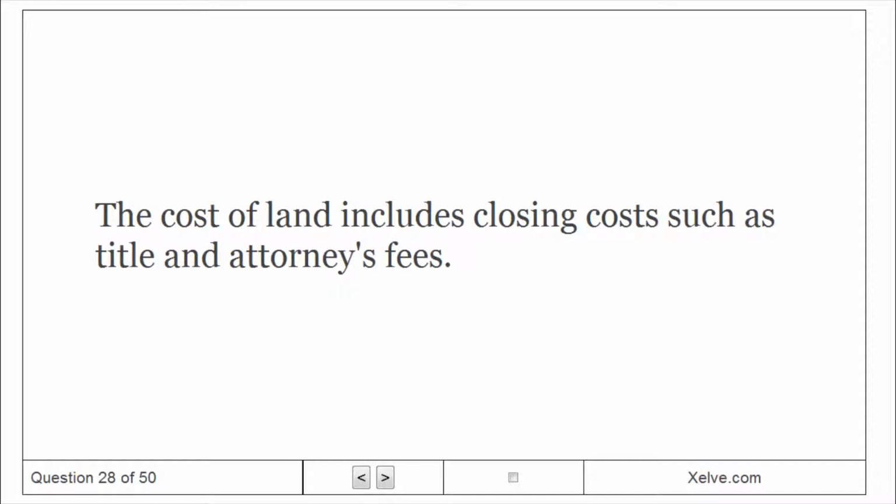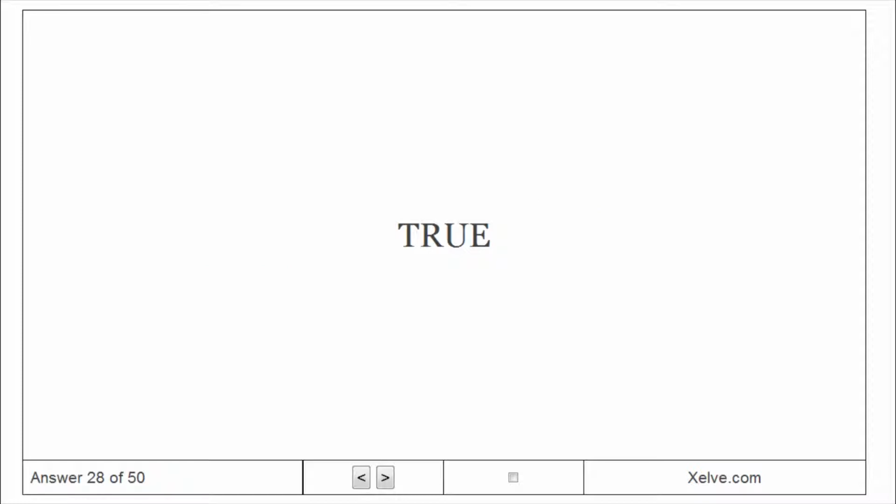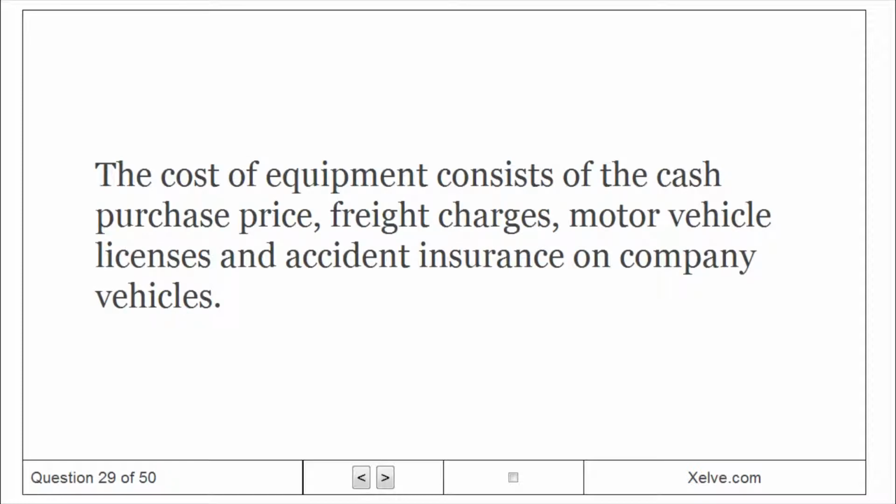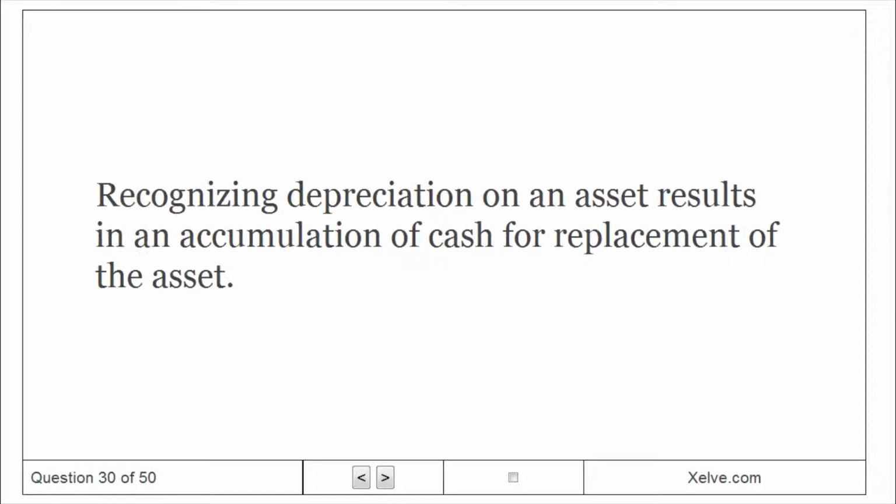The cost of land includes closing costs such as title and attorney's fees. True. The cost of equipment consists of the cash purchase price, freight charges, motor vehicle licenses, and accident insurance on company vehicles. False. Recognizing depreciation on an asset results in an accumulation of cash for replacement of the asset.